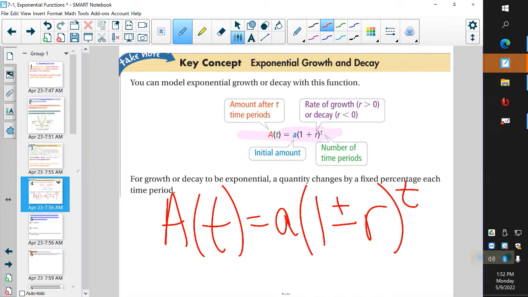So your brain needs to understand the difference between that. You're either adding a percentage rate or you're subtracting a percentage rate. Growth means you're adding, minus means you're decay. Does that make sense, yes or no? Okay, so this formula is what we're going to be utilizing the entire time.